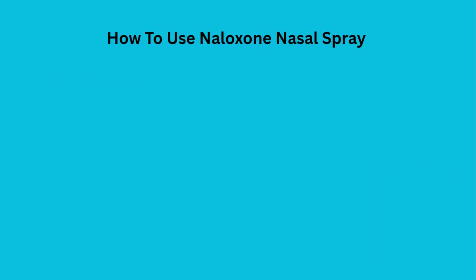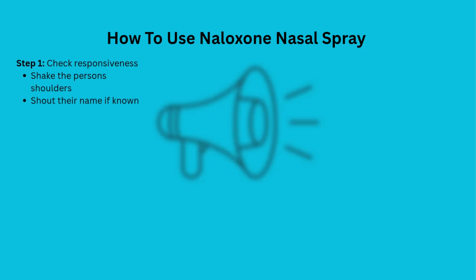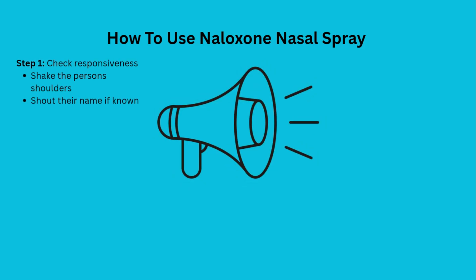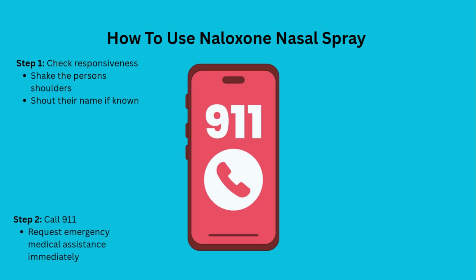How to use naloxone nasal spray. Step 1 is to check responsiveness. You can do this by shaking the person's shoulders and shouting their name if you know it. Step 2 is to call 911. Request emergency medical assistance immediately.